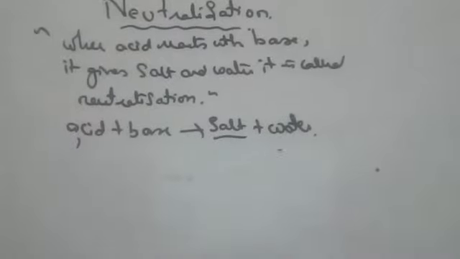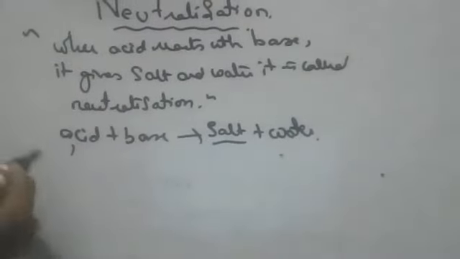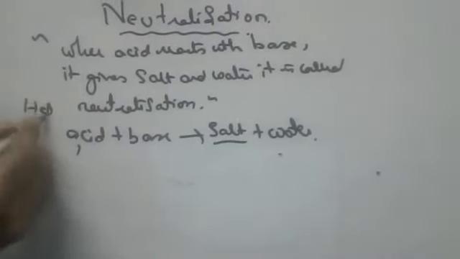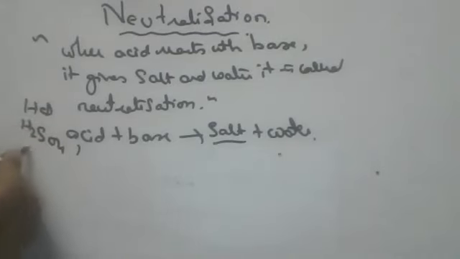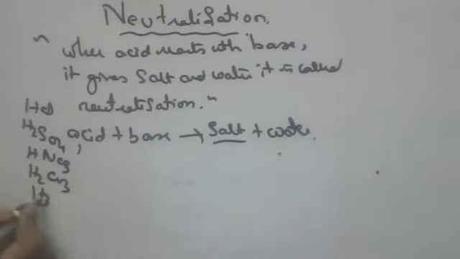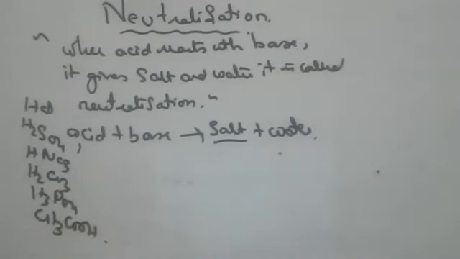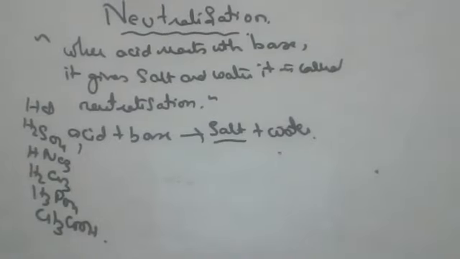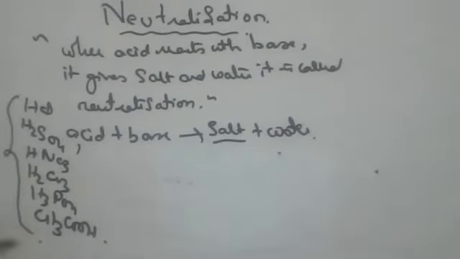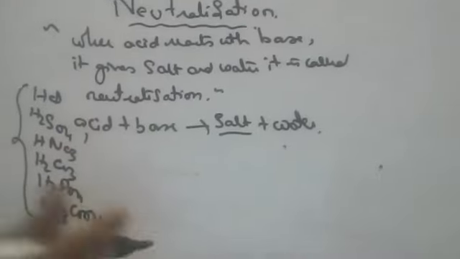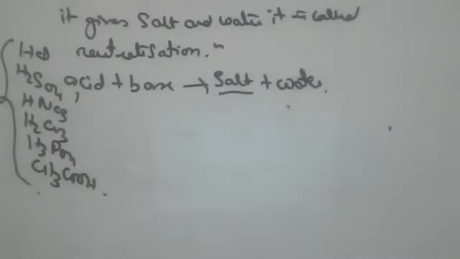So, what are the acids I told, children? Here I am writing the list again: HCl, H2SO4, HNO3, H2CO3, H3PO4, CH3COOH. These are acids. Many are there, children; I am telling only some. Now bases. We will take only the famous bases, and the remaining we will do later.